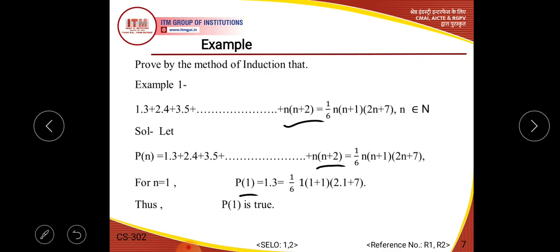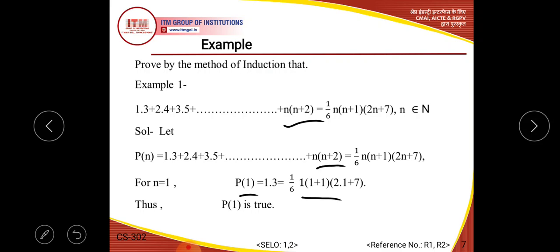1 into 3 is equals to, on the right hand side we get 1 upon 6, 1 into 1 plus 1 into 2 into 1 plus 7. So you can check here, both LHS and RHS are the same, are equal.